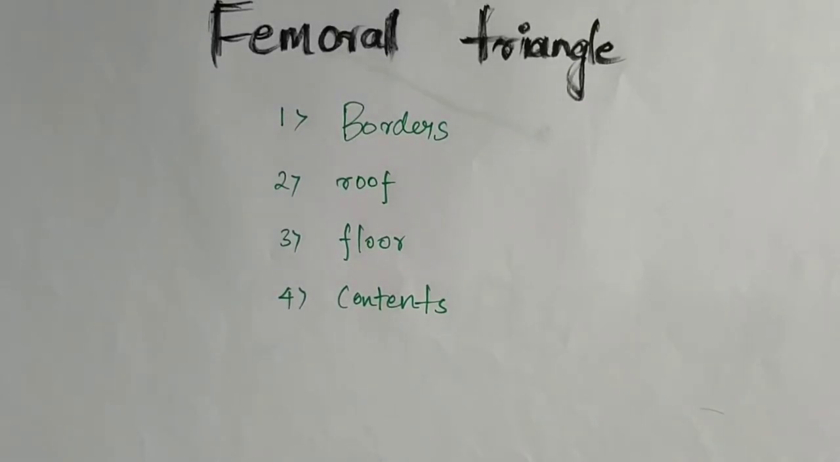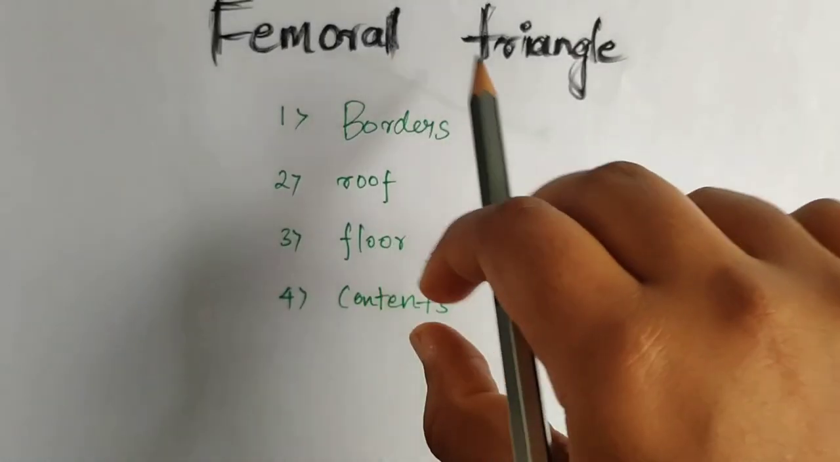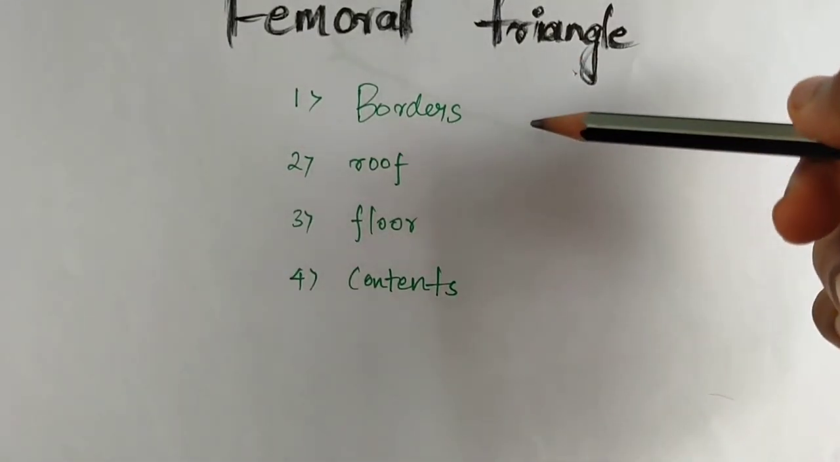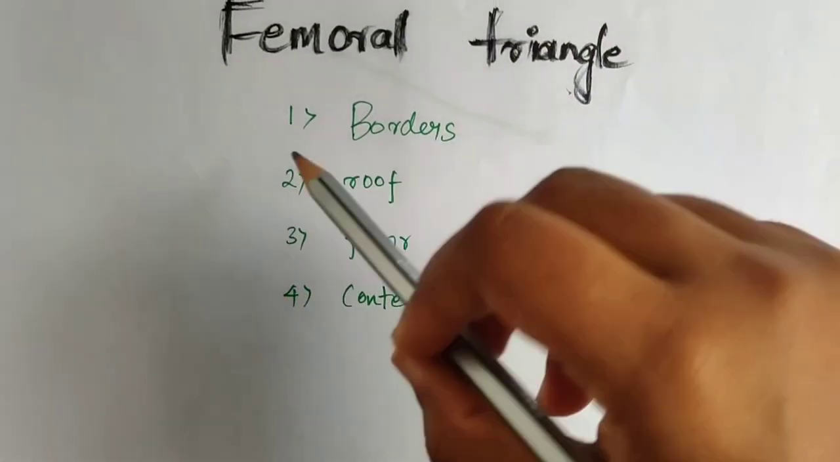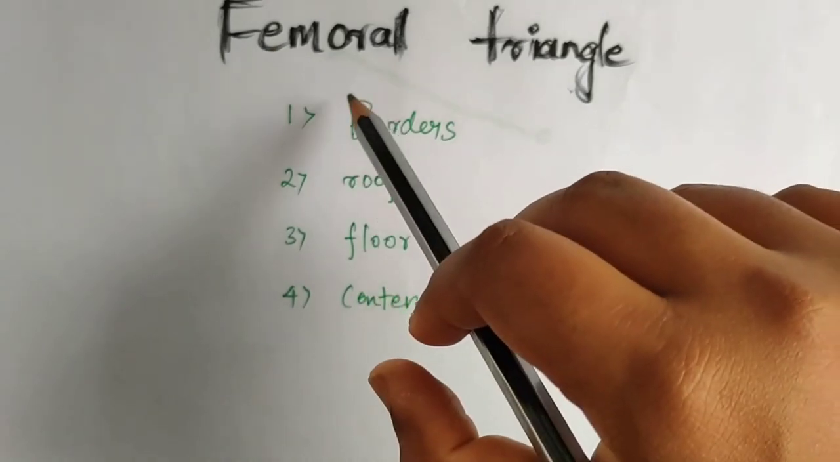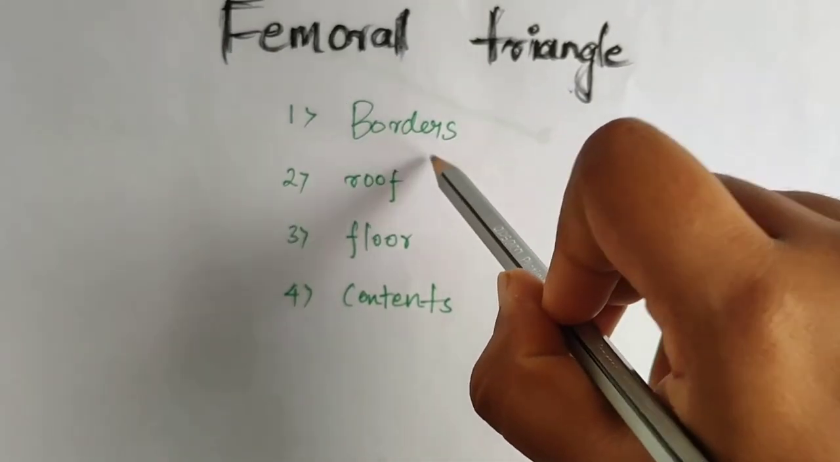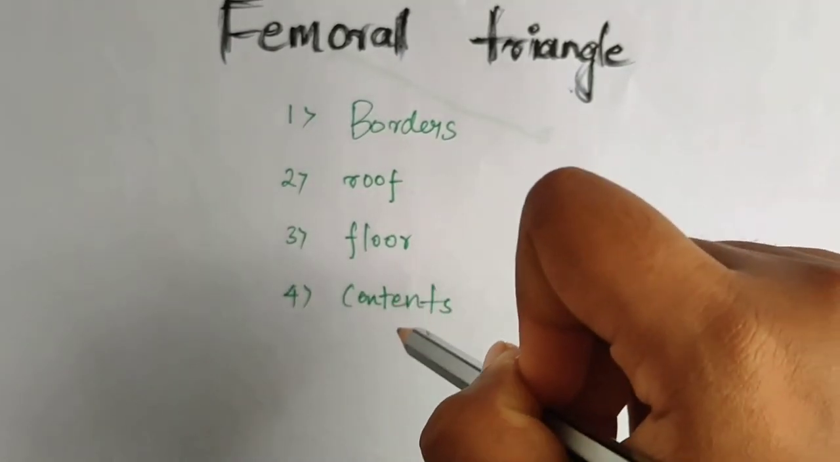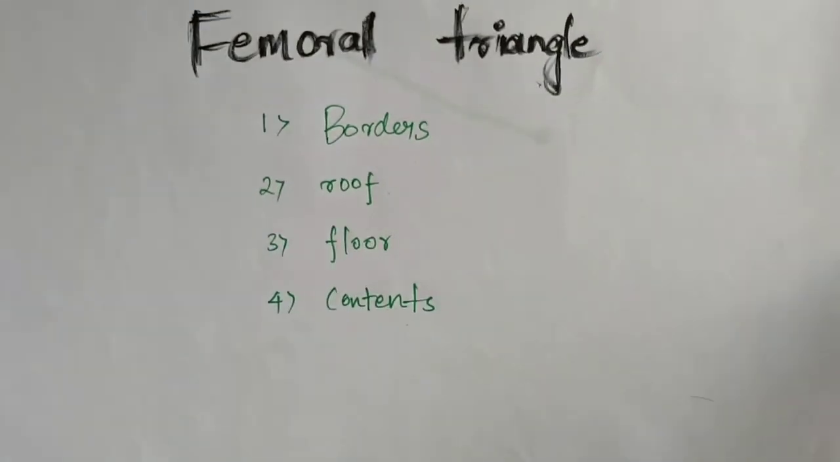Hello everyone. Today we are going to see about the femoral triangle. This is a very important topic in the lower limb, and in this video we are going to see about the femoral triangle's borders, roof, floor and then contents.